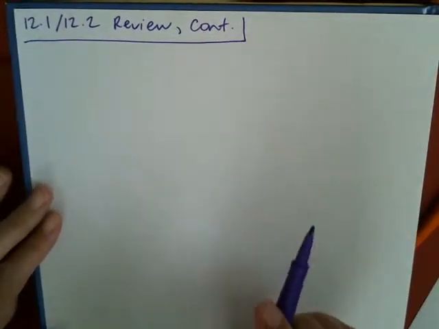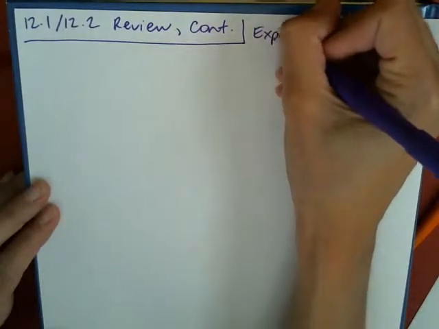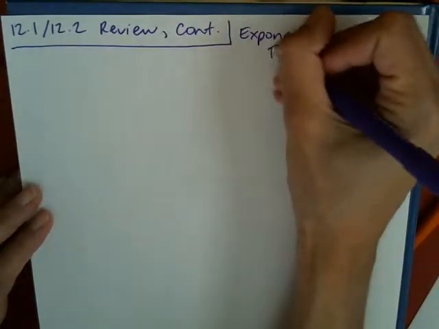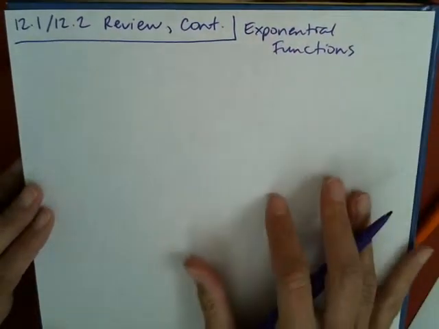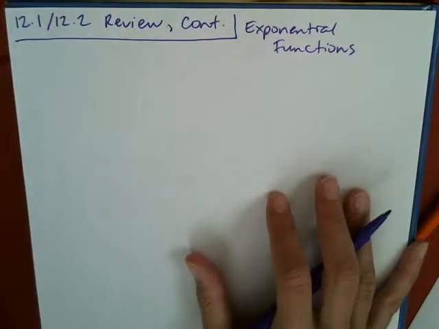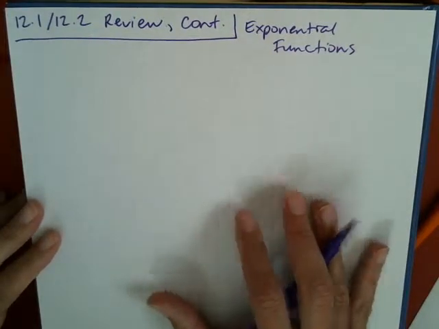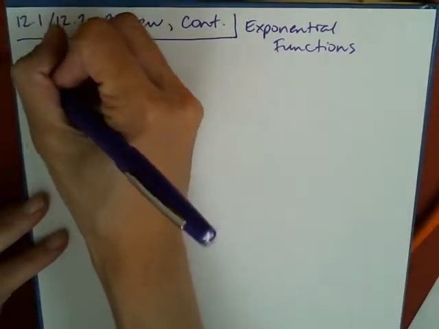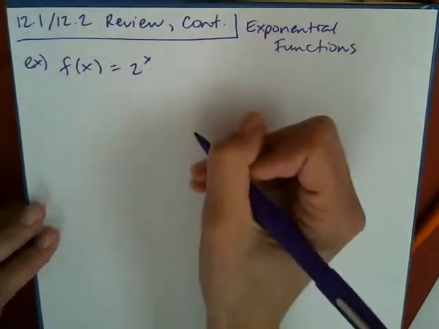This time we're going to take a look at 12.2, and in 12.2 you're introduced to exponential functions. When we look at an exponential function, there's two ways to look at it. We can have something that grows exponentially or something that decays exponentially. So we can start off with just a really simple example. F of x is equal to 2 to the x.